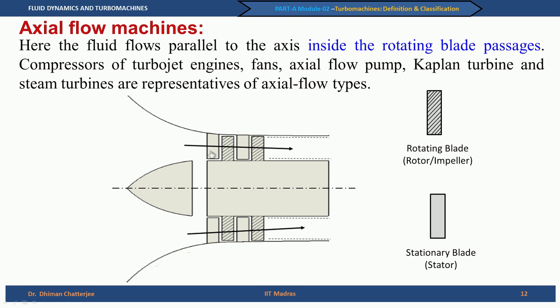And if you see this arrow direction given, it shows clearly that the arrow is parallel to the axis when it passes through the blades. But you can also imagine that the fluid could have come from here and at some angles. We still consider this turbo machine to be an axial flow turbo machine, because we have made that classification based on the flow inside the rotating blade passage.